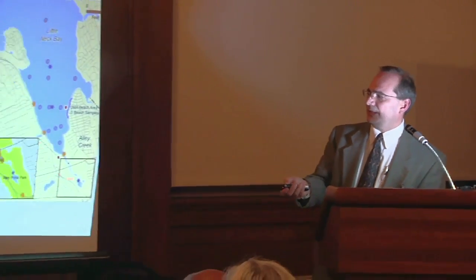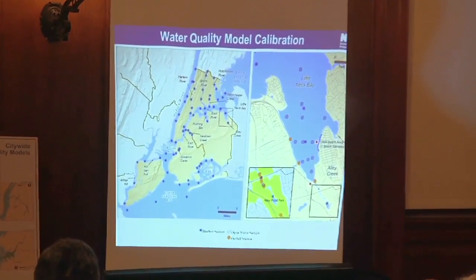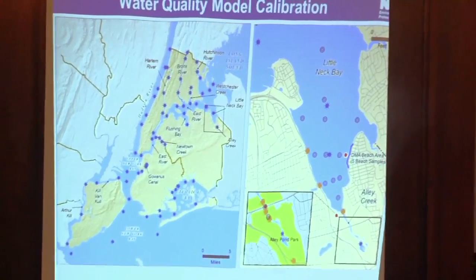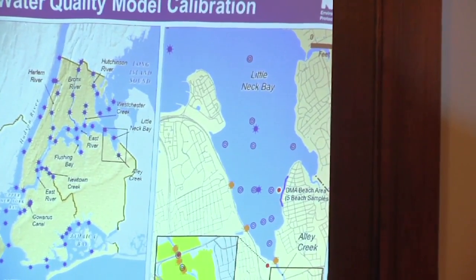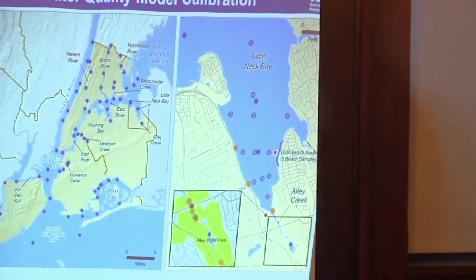In addition to that, DEP is sometimes interested in a particular location, and when that's the case, they will do what we call a special survey or a special study in that area. And on the right, I show a demonstration here for Little Neck Bay and Alley Creek, because they're doing this right now. In addition to the three regular harbor survey stations, there are now 12 special locations where we're collecting additional water quality data. That will allow us to have a much more robust calibration of the water quality model for this water body.